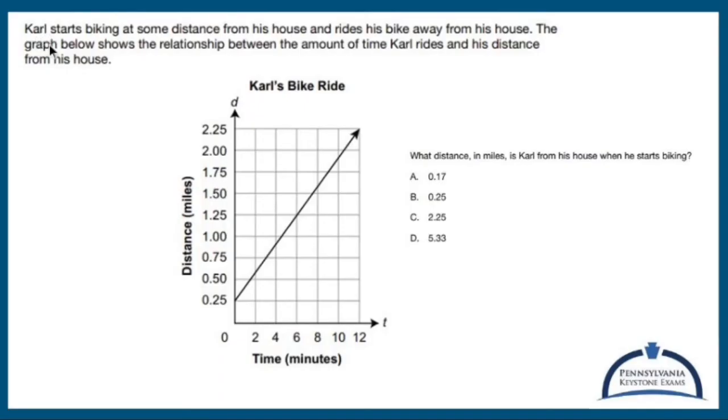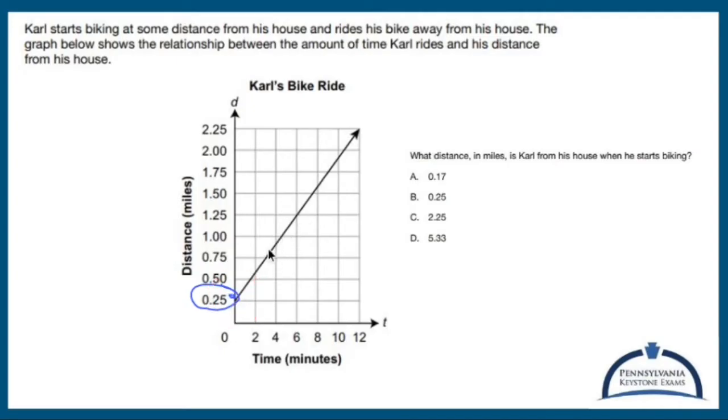Carl, or if you're a cop who fights zombies, Coral, starts biking at some distance from his house and rides his bike away from his house. The graph below shows the relationship between the amount of time Carl rides and his distance from his house. So basically, when I see this without even looking at the question, I have a constant rate. So he's riding his bike at the same exact speed the entire time. At 0 minutes, he's already a quarter mile away from his house. And then his speed can be found by calculating the slope.